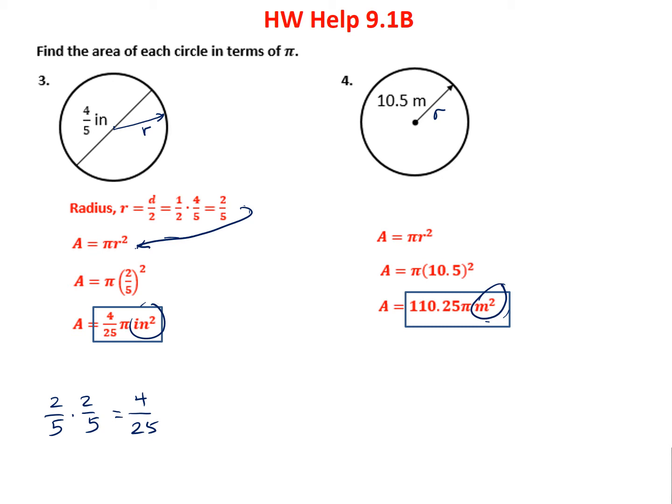If you wonder where that comes from, this is 10.5 meters times 10.5 meters. Meters times meters is meters squared. Your area will always be a square unit. Your circumference and your perimeter will always be a regular unit.